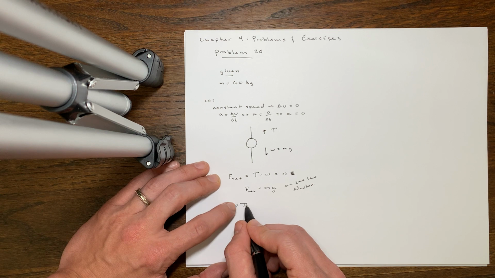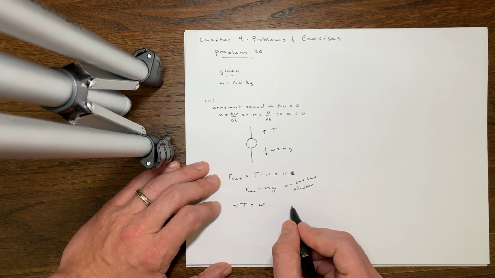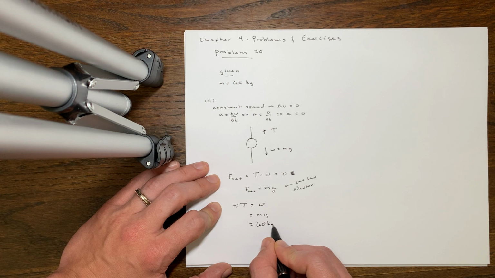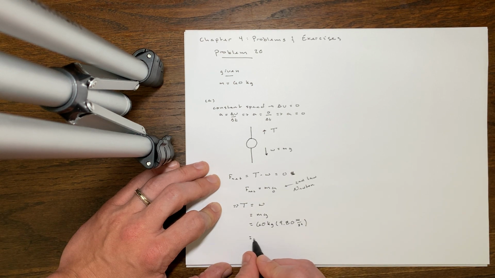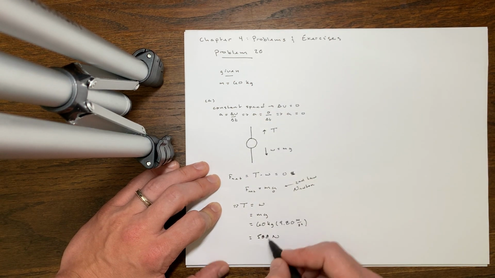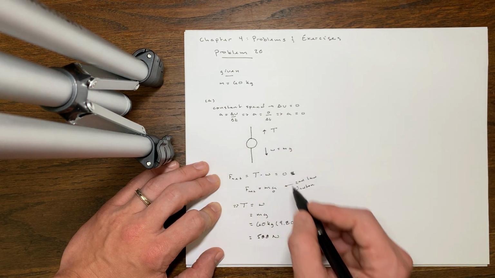If we want to determine the tension, we just move it to the other side, and it's just the weight, which is mg: 60 kilograms times 9.80 meters per second squared. If we do the math, this comes out to be 588 newtons. So this is it for part A, the tension in the rope.